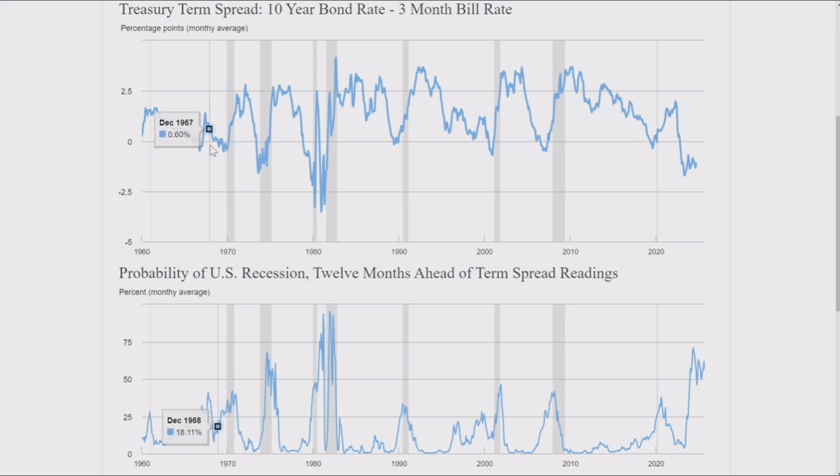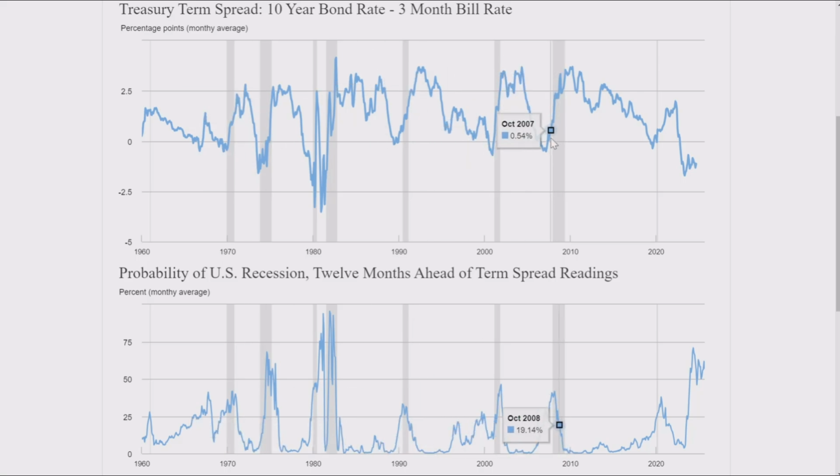There was one time that it didn't. So you can see right here, the inversion starts, and then it uninverts, and then there's the recession. And again, right here it inverts, and then it uninverts, and then the recession happens. This is the cycle of the market, the ups and downs. The Federal Reserve, with their monetary tools, tries to smooth this cycle out.